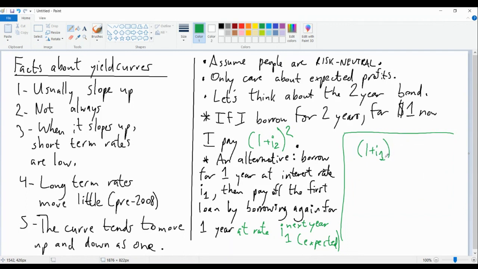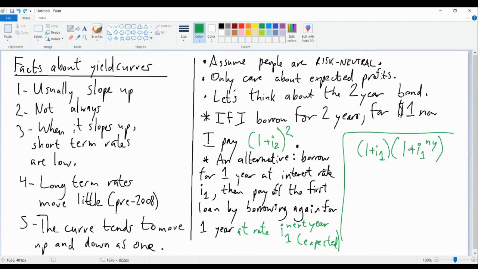Now I'm paying off that loan by borrowing yet again. So for each of those dollars, I have to pay 1 plus I1 next year, and I1 for next year. Right? So I'm borrowing $1 and I have to pay that back in 1 year, but my objective is not to pay things back for 2 years. So then I borrow again, and for each of these dollars, I have to pay this. So the total I have to pay for each dollar I borrowed in the first place is the product here.